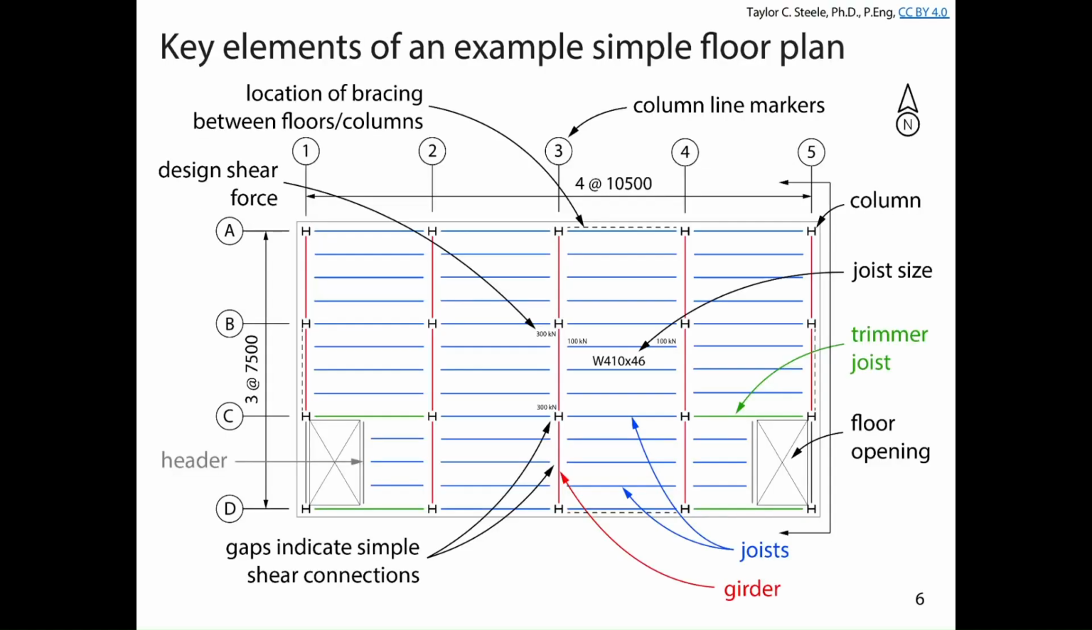So I brought this up a few times throughout the course. This is a typical floor plan. It's the floor plan for floors 1 to 3 in the example building that we've been working with so far in this course. And we'll recall some of the terminology here.